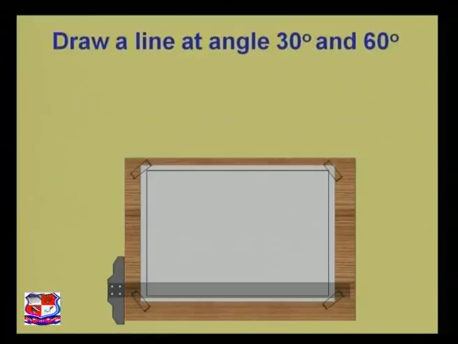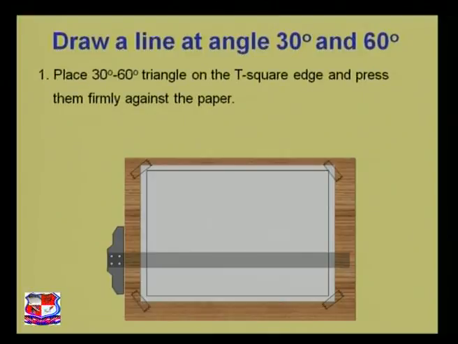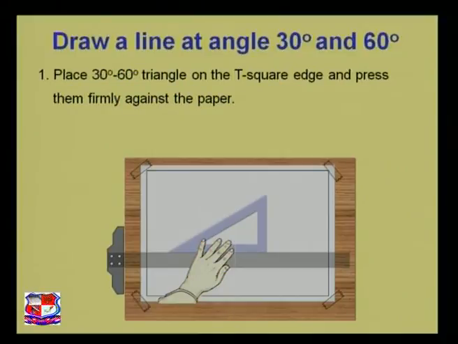We have put up our T-square like this. Where you want to draw a 30-degree or 60-degree line, just slide your T-square, place the 30-60 triangle on the T-square, and press them firmly against the paper. Now as you can see, the smaller angle is 30 degrees and this angle is 60 degrees. First of all, we are drawing a line at 30 degrees.